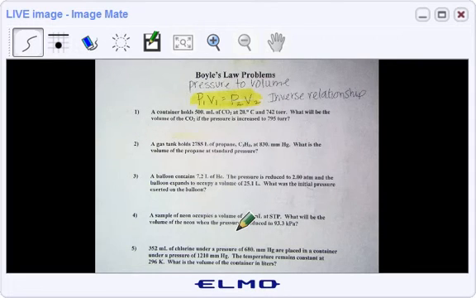I'm going to stop it right here. We will continue this worksheet.